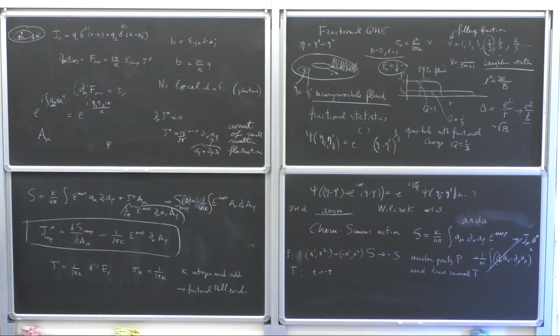And then you say, why is k an integer? Yes, k should be an integer for this quantity to be well defined, for this action to be well defined. That's a property that you can prove. So this must be an integer. It's a coupling constant, but it has to be an integer. Otherwise, this action is not well defined.